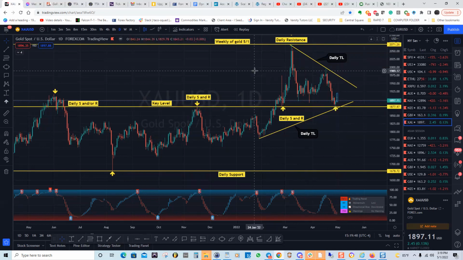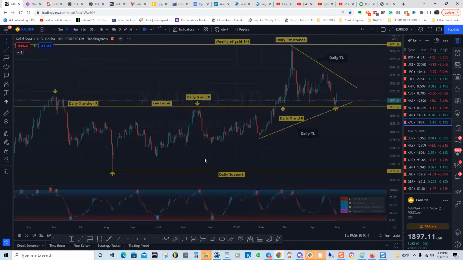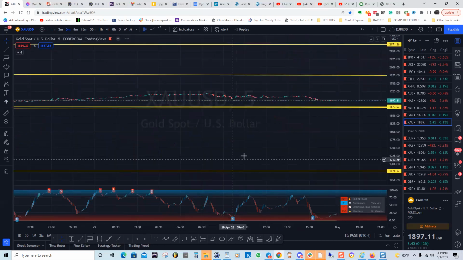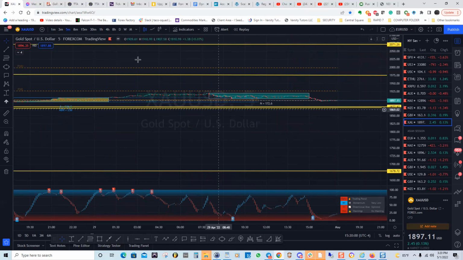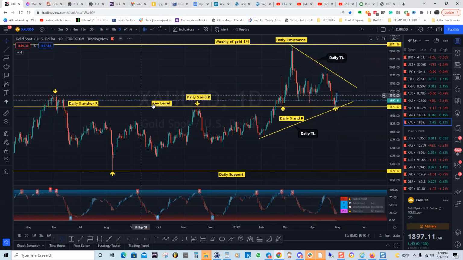So now I'm gonna flip it down to a 5-minute time frame, a lower time frame, so we can look at it. All right. Now remember, I'm gonna go back to the daily so we can understand. The yellow lines are daily support lines. The yellow trend lines are daily trend lines. Those are the higher ones. And what is the overall trend of gold right now?